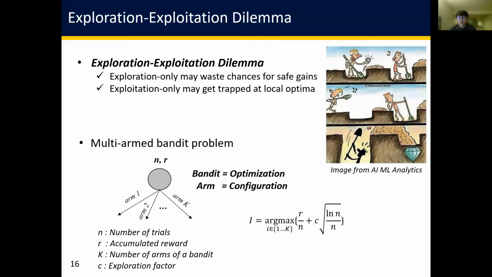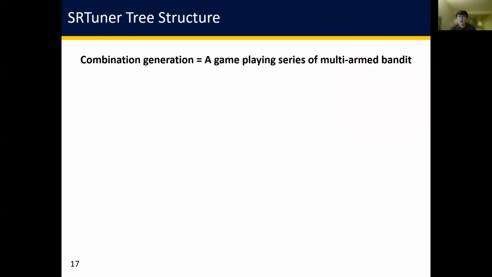This problem assumes a gambling machine with multiple arms that have different reward distributions. To balance between exploration and exploitation, this problem suggests a formula with a term for exploitation and a term for exploration. In this metaphor, we consider a bandit as an optimization and its arms as its possible configurations. Then, the process of generating a compiler setting becomes a game-playing series of multi-armed bandits.